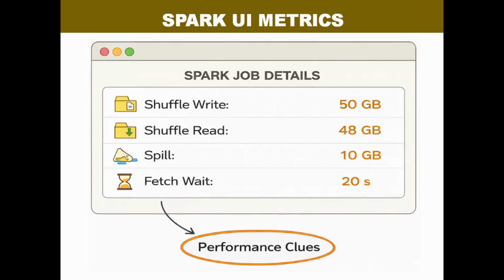When debugging Spark jobs, always inspect shuffle metrics in Spark UI. Look at shuffle write size. This tells you how much data was written. Look at shuffle read size. This tells you how much data was fetched. Look at spill metrics. These tell you how much overflow occurred. Look at fetch wait time. This tells you how much time reducers spent waiting for data. These metrics help you identify the bottleneck. Shuffle is not mysterious if you know how to read the UI.